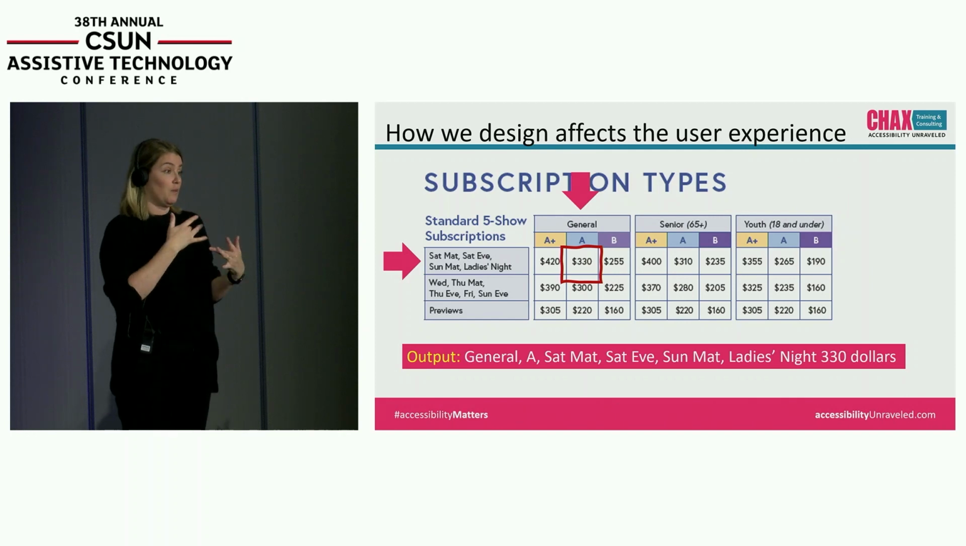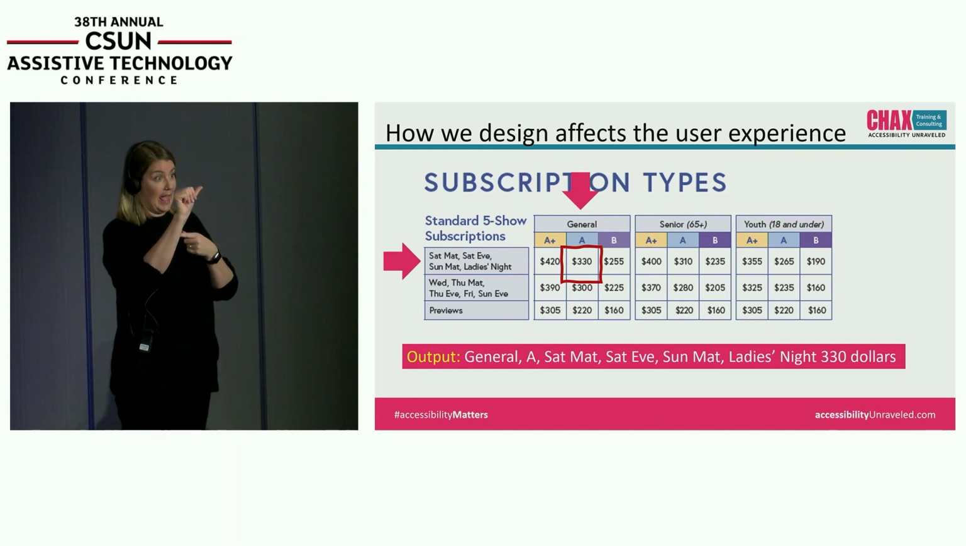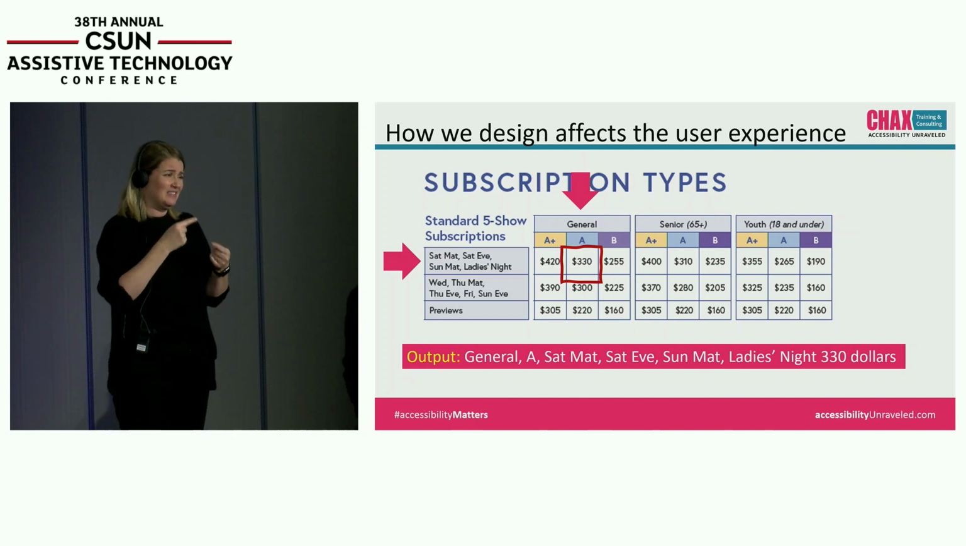Normally what we need is this association. We want it to say general, A, then whatever the day is, and then the value of the ticket. But we've got all of those values in that one cell, so the user has to hear every one of those values before it gets to the actual price. That's a cumbersome user experience, wouldn't you say? Yeah?